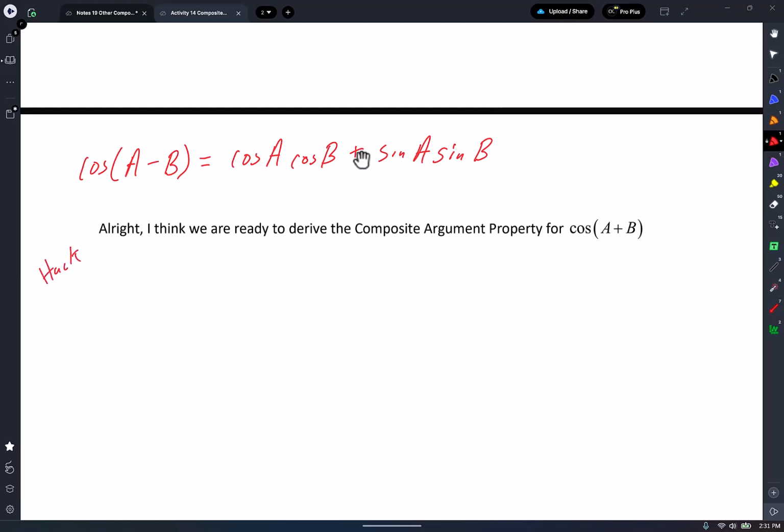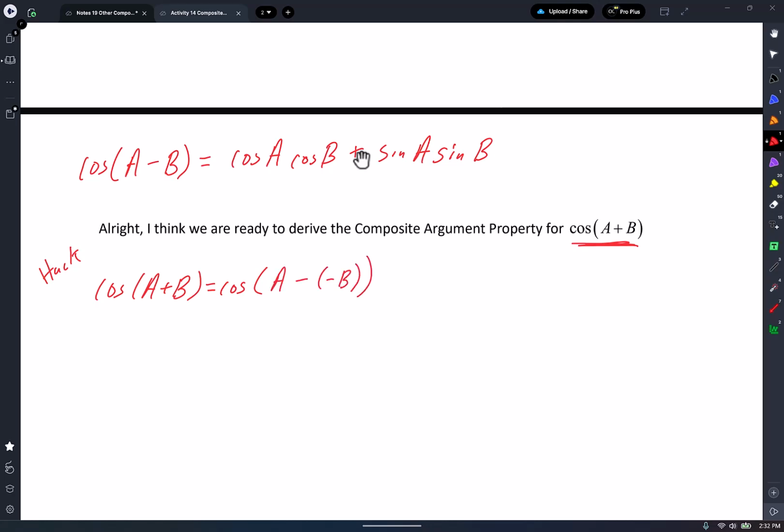Okay, we're going to do a hack. This is the only thing we know. We don't want cosine of A minus B. We want cosine of A plus B, but we don't know what cosine of A plus B is. So here's my hack. I'm going to write cosine of A plus B because that's what I want. I do not know it yet, but that's what I want. And I'm going to write equals cosine of parenthesis A minus a negative B.